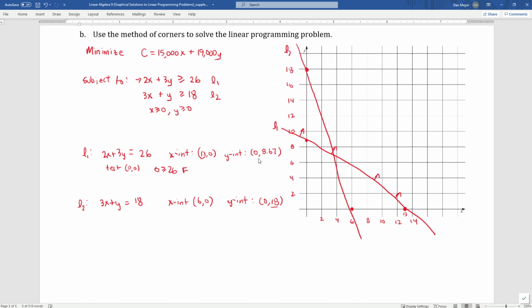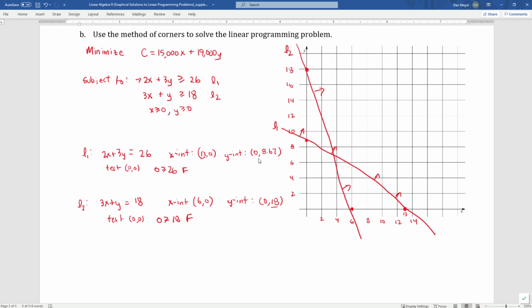So there's my line 2. And if I test the origin here, that line was disgusting. Let's see. I get 0 is greater than or equal to 18, which is false. So this one we also want to be pointing away from the origin.